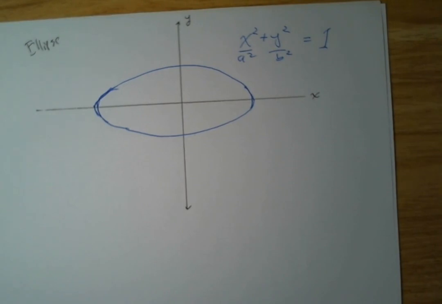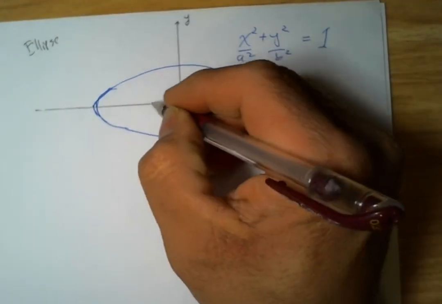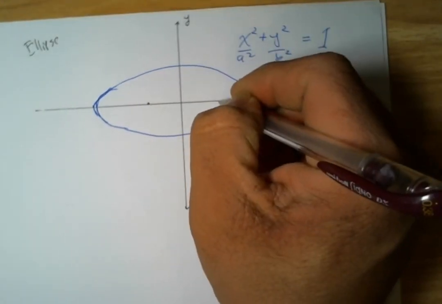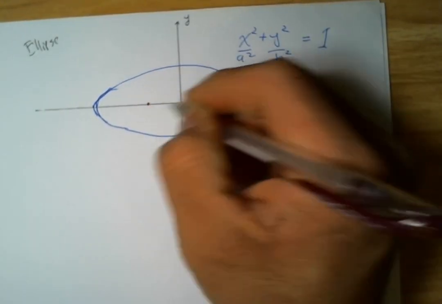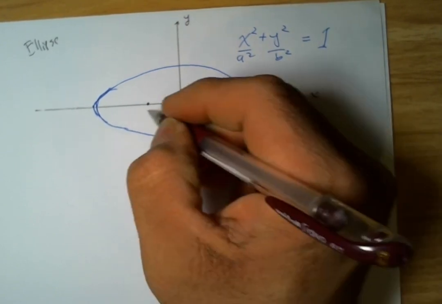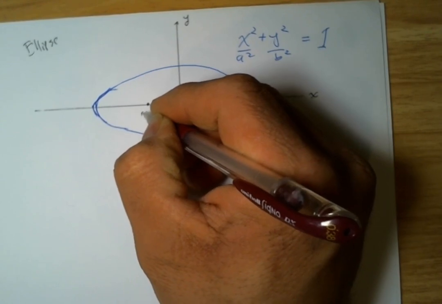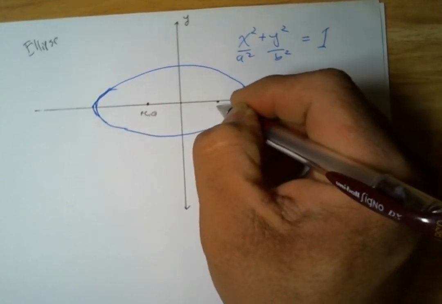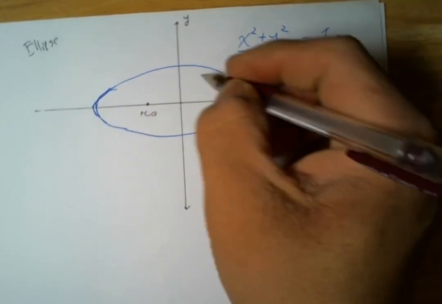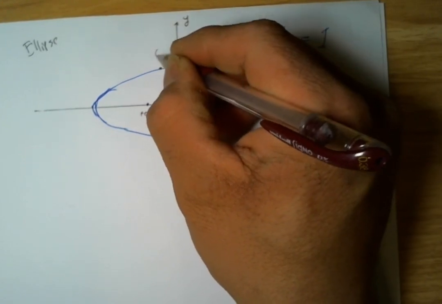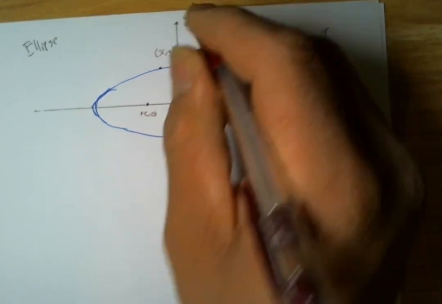Where that equation comes from is derived from the length of these strings, which we won't go over, but your book goes over a nice proof of where that equation comes from. If we have this centered at the origin, we'll have the foci at negative c comma 0 and c comma 0. And a point on the ellipse we'll call point x y.